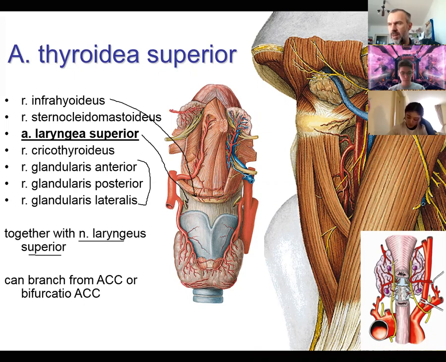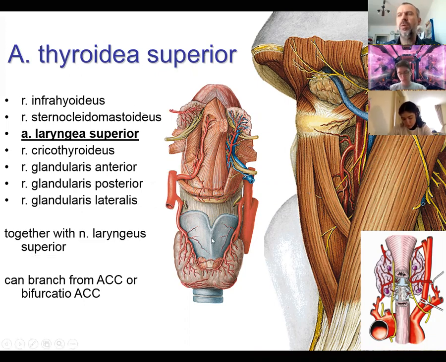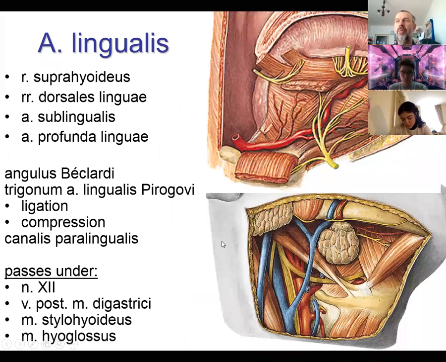And we can see it here. It supplies the upper part, not half, but the upper part of the thyroid gland. So that's all we should know for the superior thyroid artery. The second branch is the lingual artery. Here we can see the superior thyroid with the superior laryngeal, and then we have the lingual.